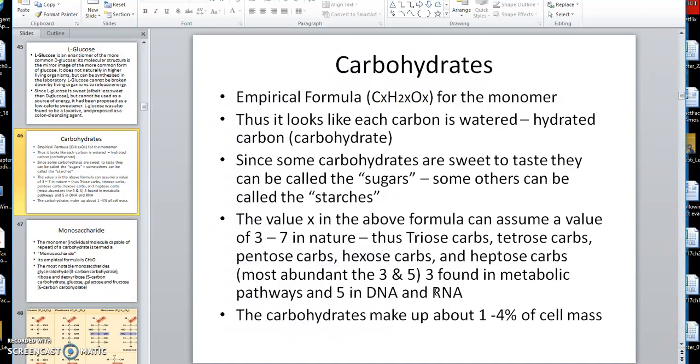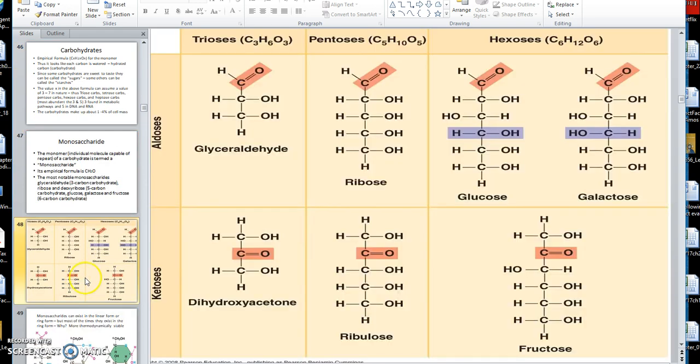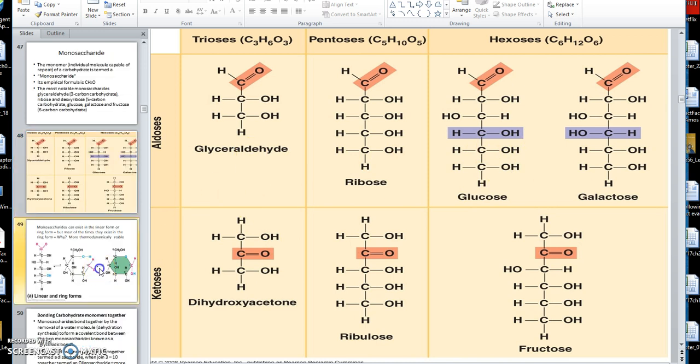Now, if I took a 70 kilogram person, about 56 to 60% is water. That would be the water part, the liquid part. Then I'm into the solid part. And of the solid part, 1 to 4% are carbohydrates. Here would be some examples of trioses, pentoses, hexoses that I mentioned before, that you can just glance at.